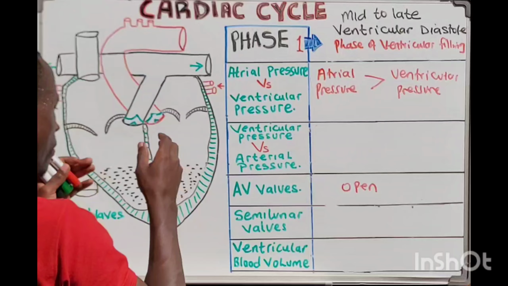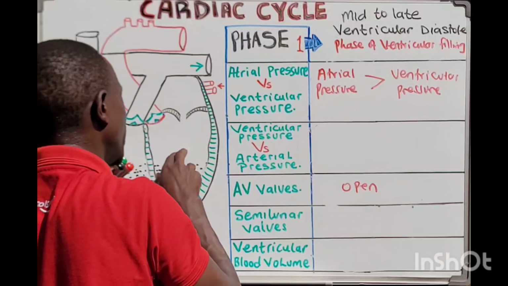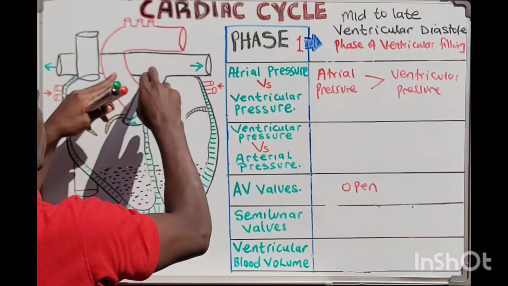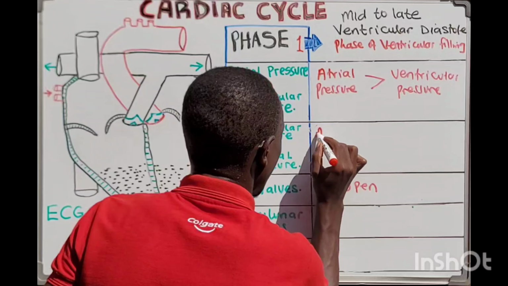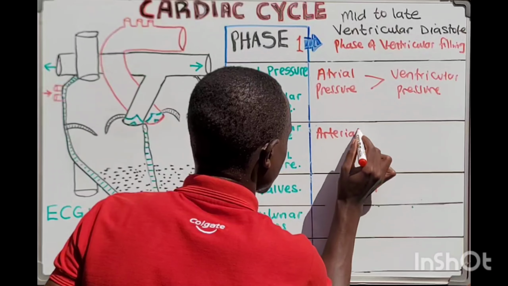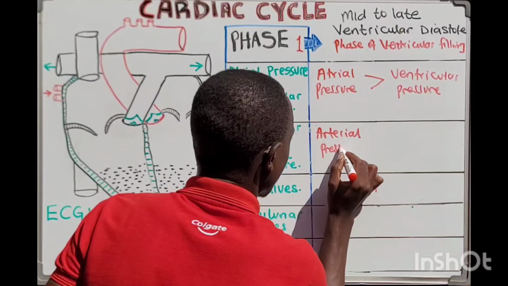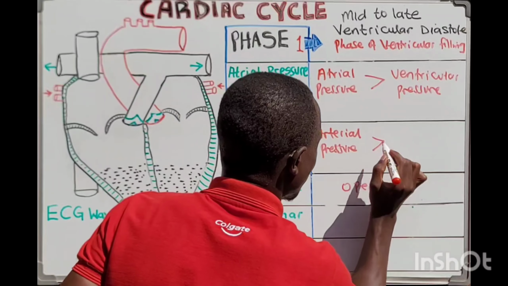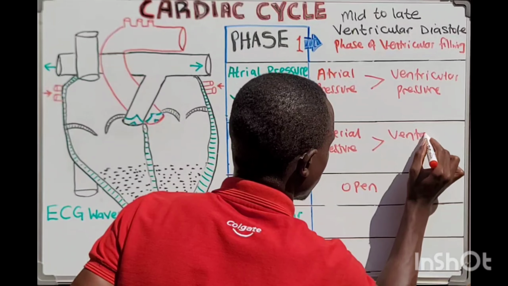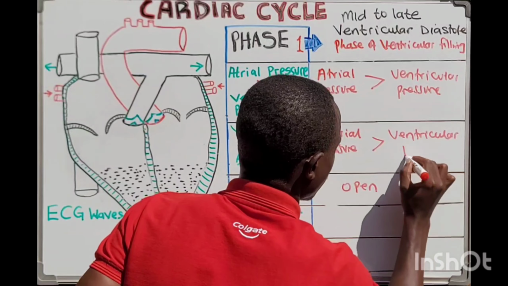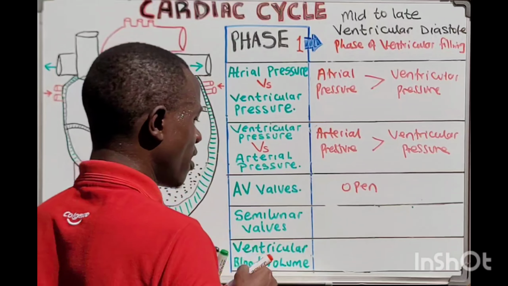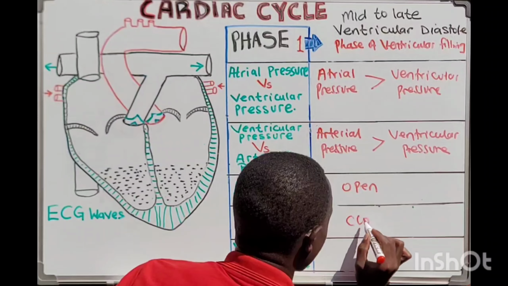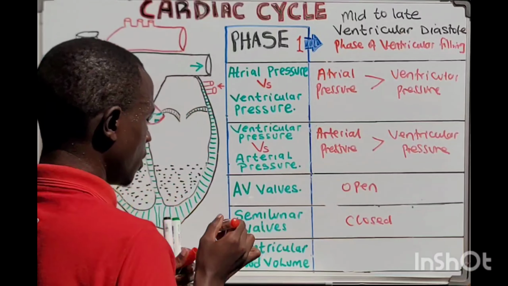And we have said that the pressure within the ventricle is still going to be less as compared to the pressure within the arterial system. Or we can even write it and say that the arterial pressure is still going to be greater than the ventricular pressure. And because of that, our semilunar valves are going to be staying closed.